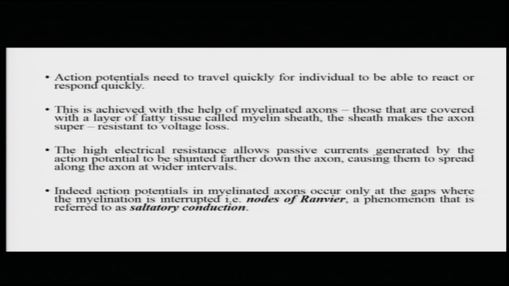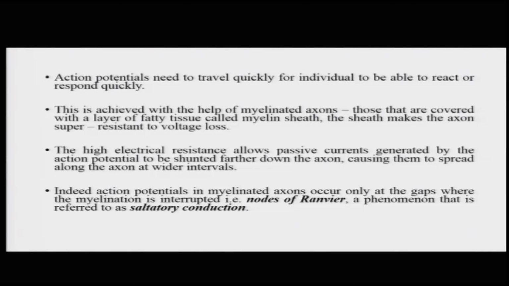Now this fast speed of the action potential is achieved because the axon is myelinated. As you might have seen in this particular figure, these axons are covered with a bilayer of lipid or fatty tissue, which is referred to as the myelin sheath. One of the very important functions of this myelin sheath is that it makes the axon resistant to voltage loss. So when the current flows downwards from the axon hillock to the axon terminal, there is not a lot of current lost during this process.